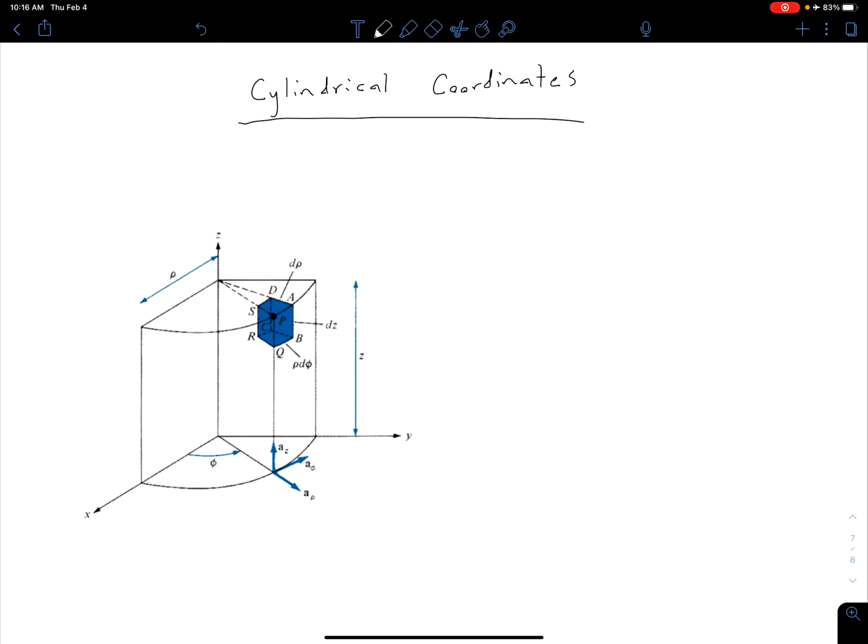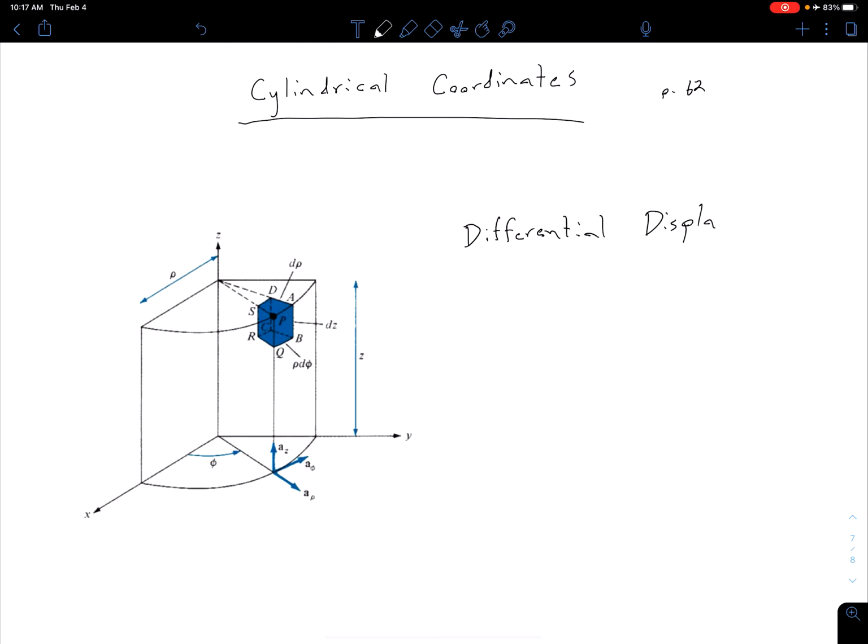Now we're going to take a look at our differential length, area, and volume for our cylindrical coordinates. For more information on this, you can see page 62 in the textbook. Similar to what we did with our Cartesian coordinates, we're going to start with this figure here, which shows a little differential volume in a cylinder. From that, we can define our differential displacement, which, just like with our Cartesian case, is going to be a vector.